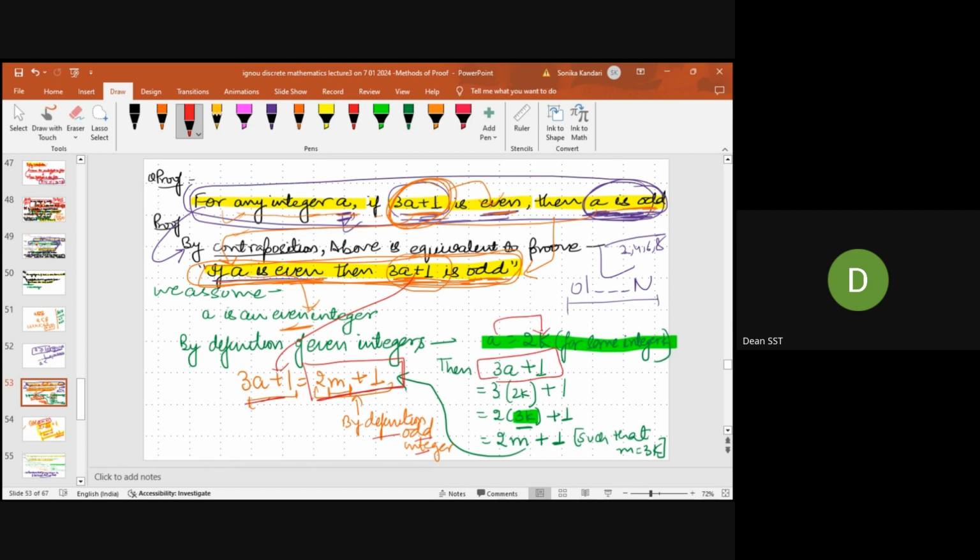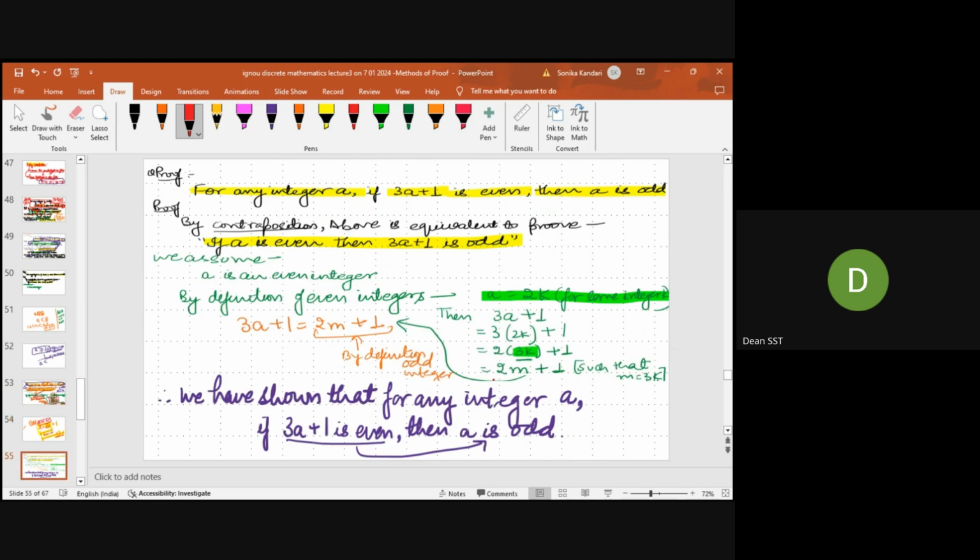3a plus 1. a is equal to 2k. We are making 2 outside and keeping 3 inside. So 2 times (3k plus 1). That is 2m plus 1, which says that m is equal to 3k. And what we have done? We have done simple mathematics. Fine.